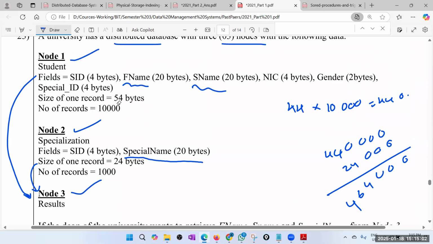Right? So that means 54 bytes. 54 into this. That is 540,000. To that we add all the records from here also, that is 24,000. Okay.